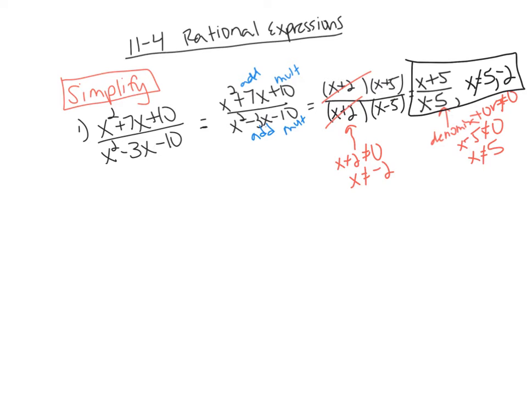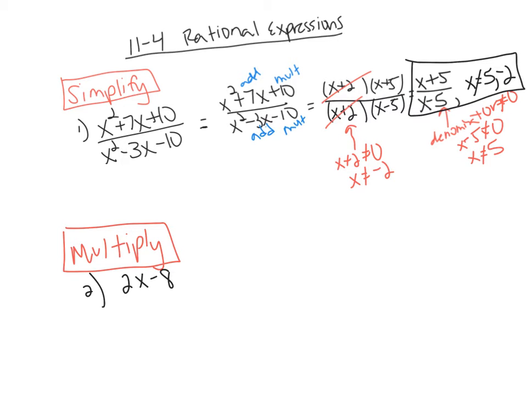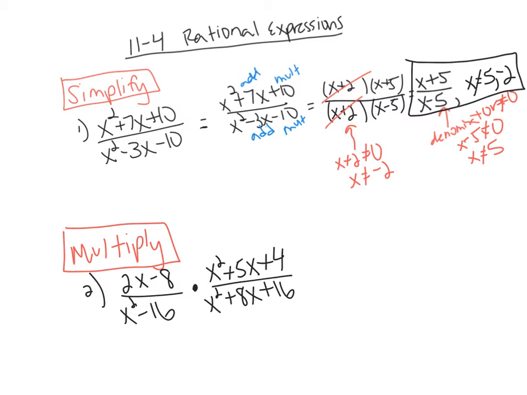So let's take it up a notch and let's multiply. So let's look at this problem. What if we have (2x minus 8) divided by (x squared minus 16) times (x squared minus 5x plus 4) divided by (x squared plus 8x plus 16)? So how are we going to multiply? Multiply and simplify.